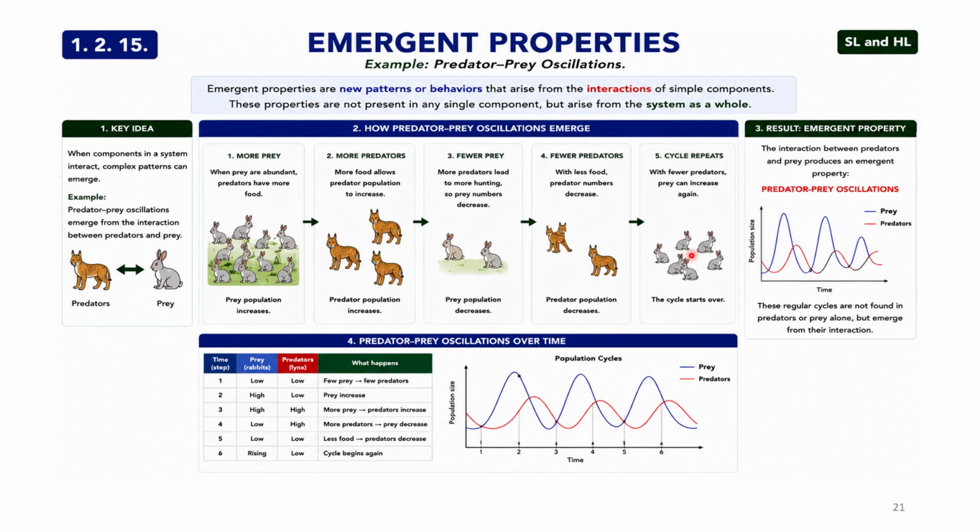The resulting population fluctuations are an emergent property of the system. Neither predators nor prey alone create these cycles, they emerge from their interaction. Understanding emergent properties helps explain ecosystem dynamics, biodiversity patterns, and how environmental systems respond to natural or human-induced changes.